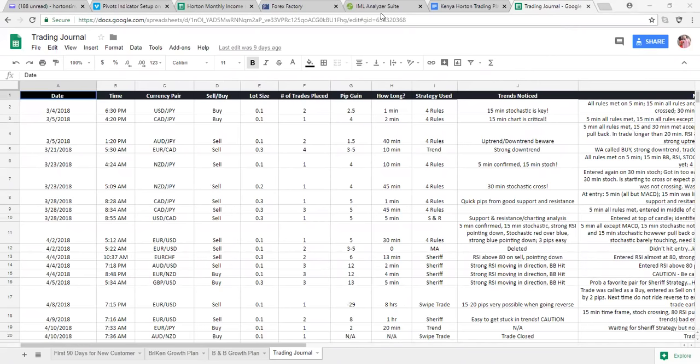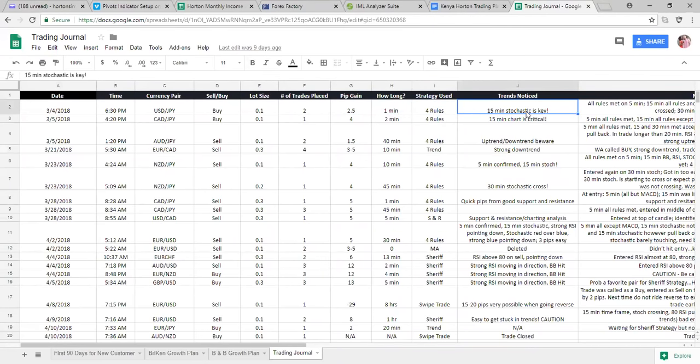When you take a trade, so let's say we were entering in USD CAD like we just saw, you are going to use this journal and you are going to work in your demo. If you really want to perfect this strategy and get wins all day long, trust me, this is what you want to do. You want to put the date on here, the time you entered the trade, the currency pair, whether it was a buy or a sell, what your lot size was, how many trades you placed. Did you place 1 trade or 2 trades? How many pips did you gain? How long were you in the trade? What strategy did you use? Was it the 4 rules? Put the 4 rules.